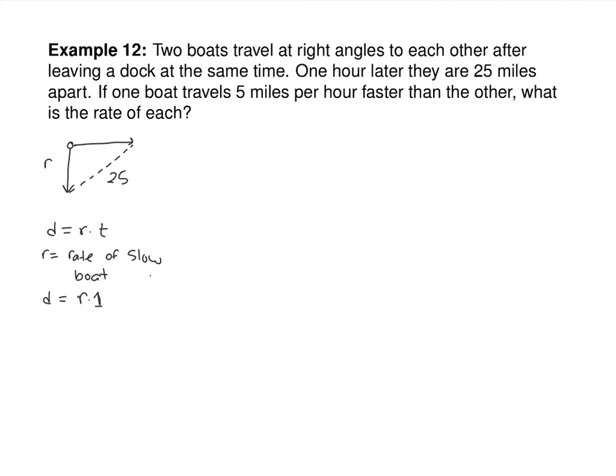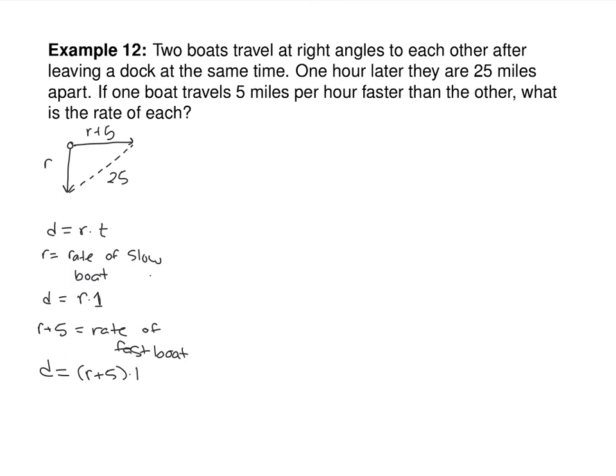If the slow boat is going r, how fast is the fast boat going? r plus 5. So r plus 5 equals the rate of the fast boat. And so what's the distance on that other part of the triangle? It would equal r plus 5 times 1. Does that make sense? So its rate is r plus 5. So just r plus 5.